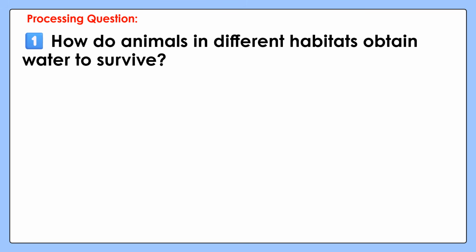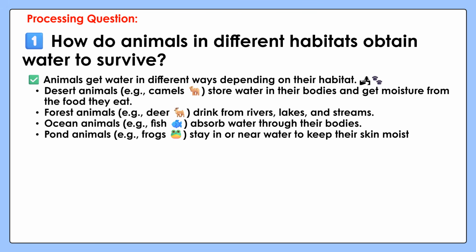Processing questions. First, how do animals in different habitats obtain water to survive? The answer: animals get water in different ways depending on their habitats. Desert animals, for example camels, store water in their bodies and get moisture from the food they eat.